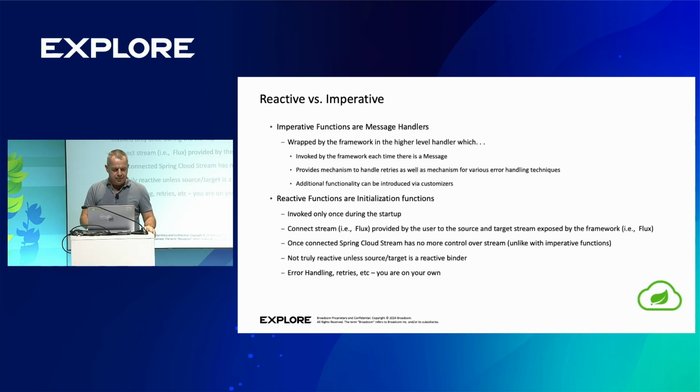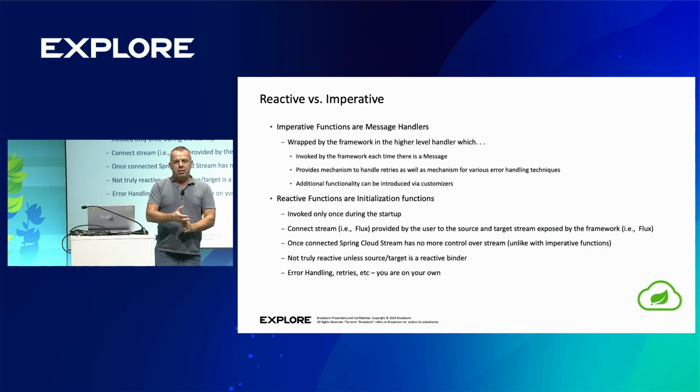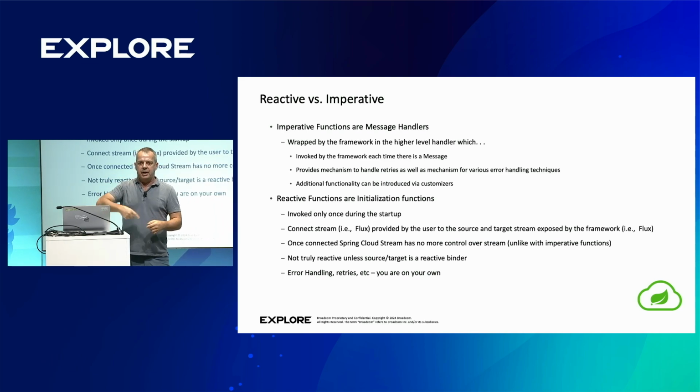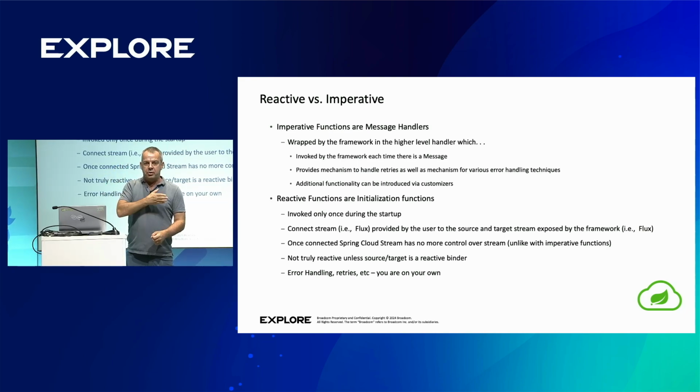So I'm going to skip the binders. One last thing that I want to talk to you about before I really have to get off the stage. Yeah, reactive functions we support, just like imperative. But be very careful. Imperative function is a message handler. That's the one we wrap. That's the one we invoke. That's the one we control. Imperative function is invoked each time a message arrives. Reactive function is invoked only once during initialization.